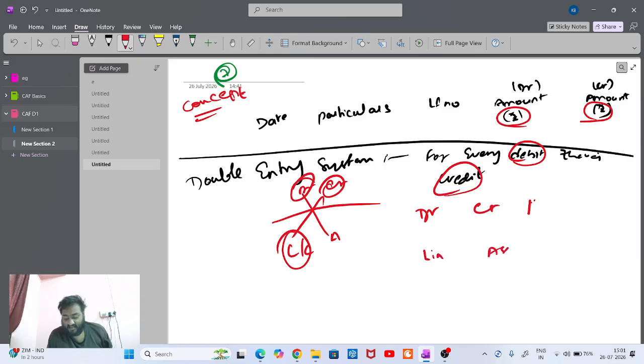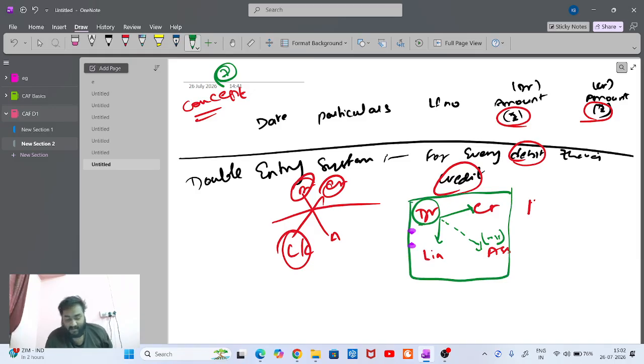liabilities, assets, right? If we debit something, we either credit something or reduce something here, vice versa. Same in the same way, credit. If we credit something, we either debit something or we reduce the liability.